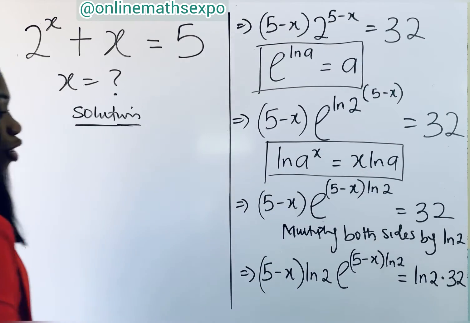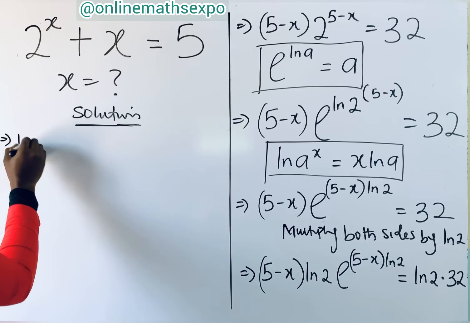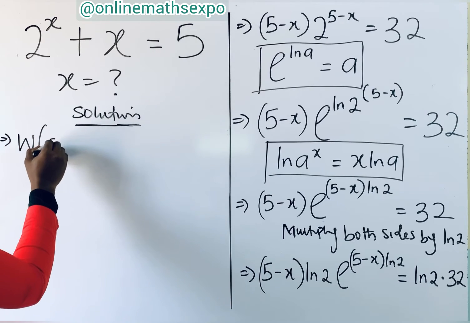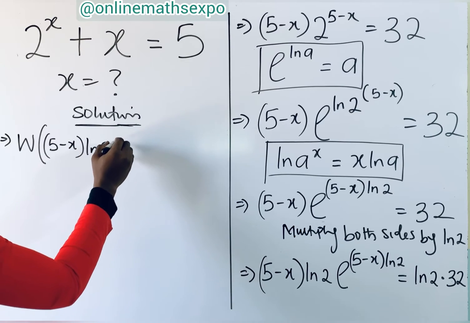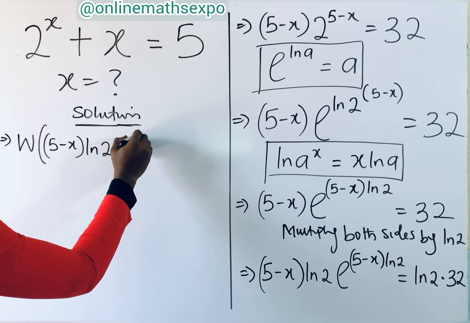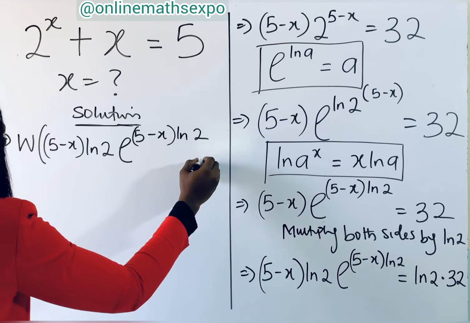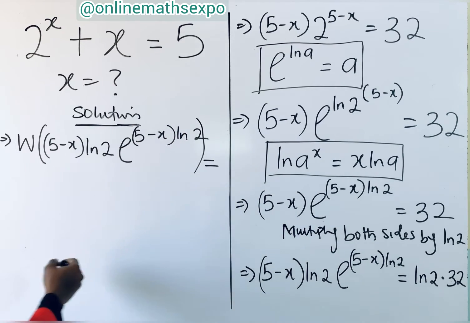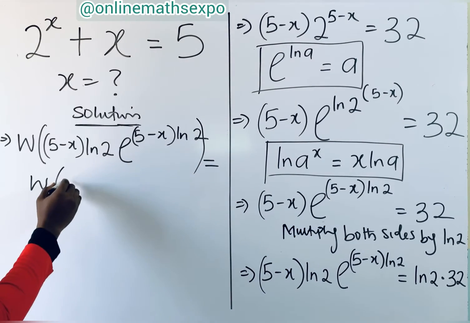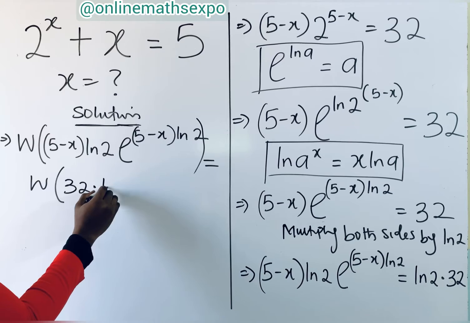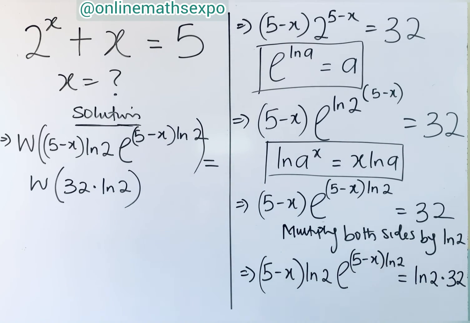So taking the Lambert W function of both sides, we are going to have Lambert W function of 5 minus x ln of 2 times e to the power of 5 minus x ln of 2 is equal to Lambert W function of what you have here. So you have 32 multiplied by ln of 2. Simple. So what do you do next?